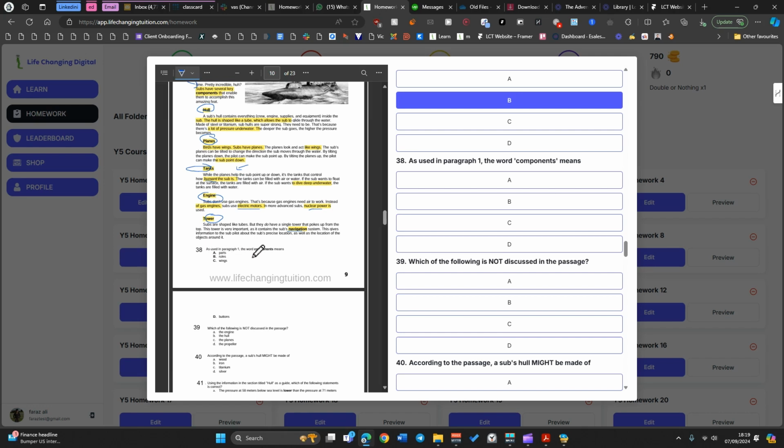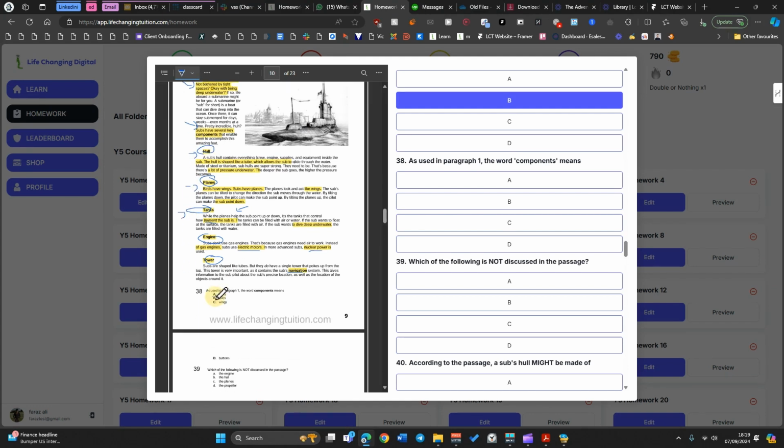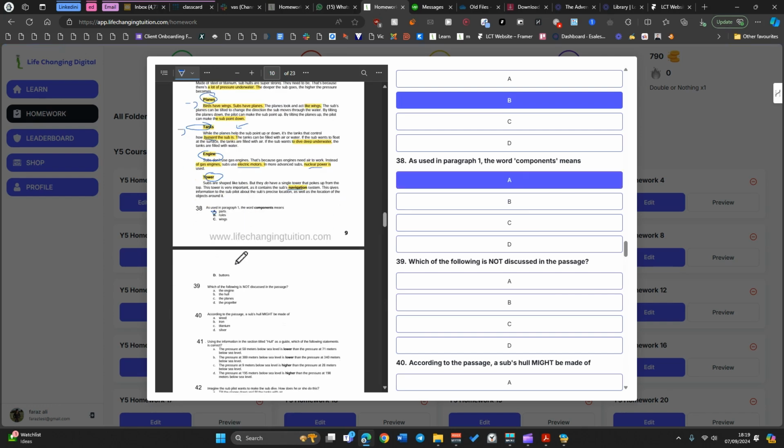So, as used in paragraph 1, the word components means parts, rules, wings, or buttons. Well, we know components are all different parts of the submarine because you've just listed all of these different parts. So option A is the answer there.